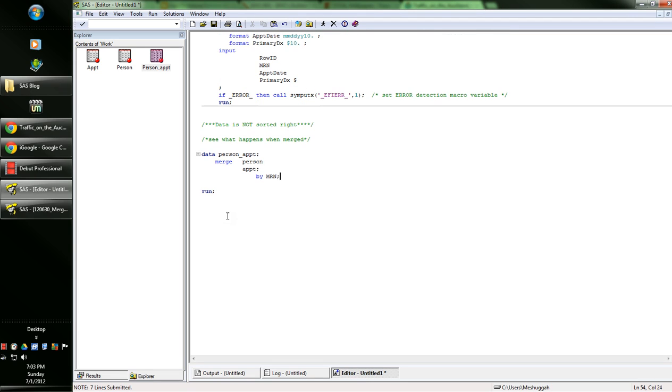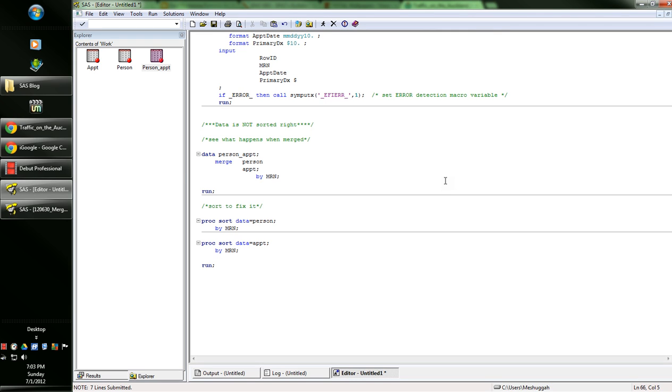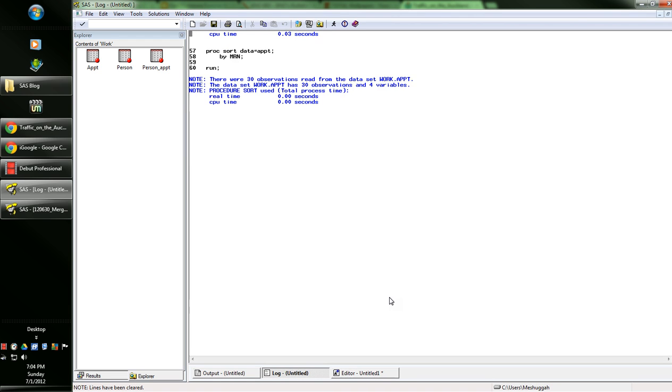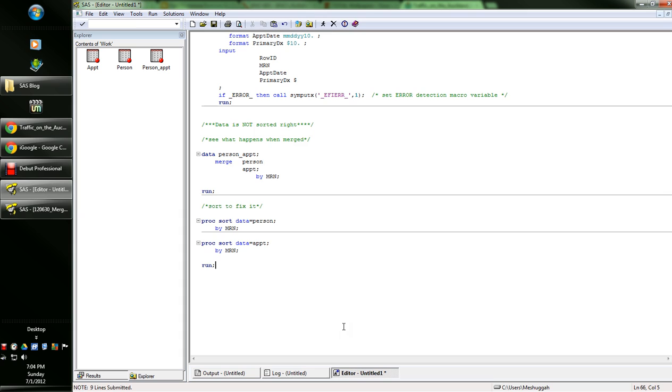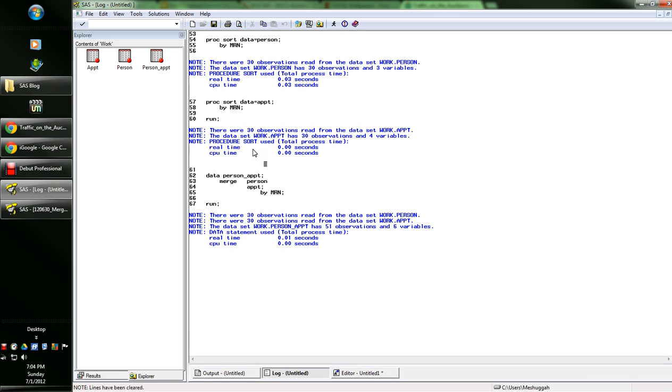So this is kind of like how you hand build your indices in SAS. You sort by whatever you want. So proc sort data equals person by MRN, same thing, and by MRN run. Look at the log. Looks pleased. Now we're going to go back and do the same old merge code. Nothing's different here. This time when we go to the log, it doesn't complain.